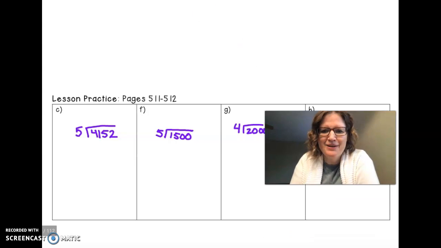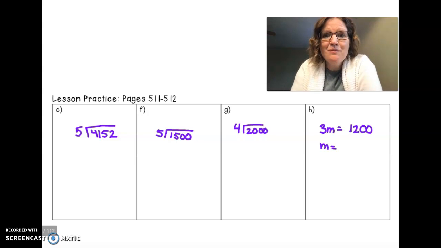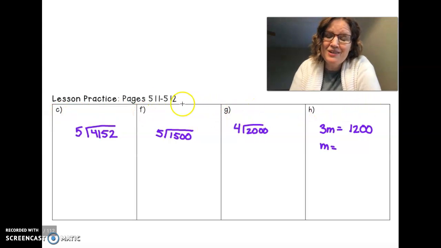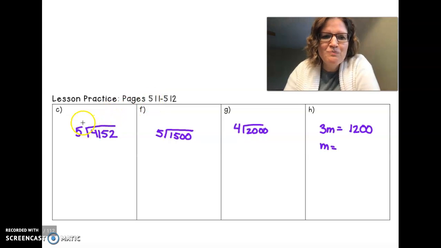I'm going to move myself up here. It is time for a workout in division. Lesson 80, and we are going to do C, F, G, and H. So note that we're not doing them in order. We've omitted a few, but let's begin.